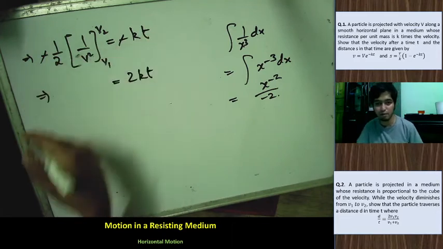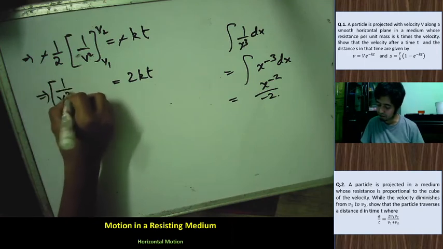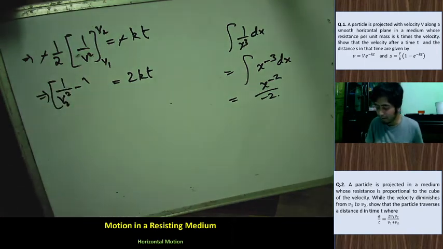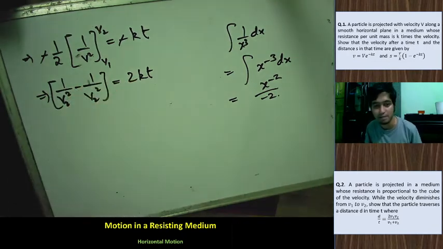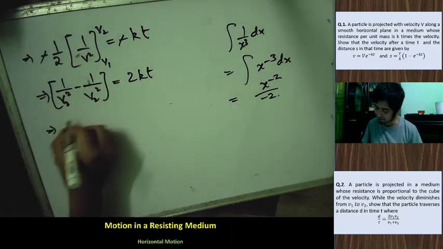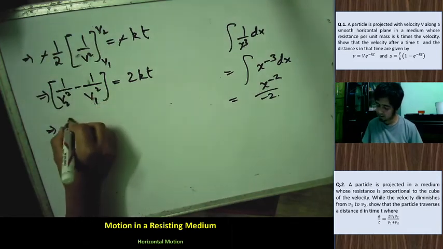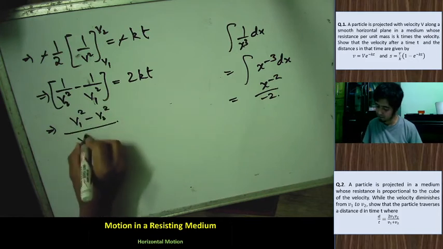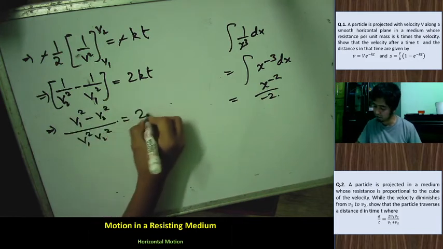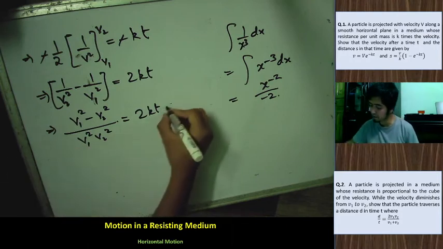Multiply both sides by 2. So we'll be having 1 by v2 square minus 1 upon v1 square will be equal to this. Actually we can write it, sorry, this one is v1 square minus v2 square over v1 square v2 square equal to 2kt. So this is what we will be having. Just name this one as equation 1.